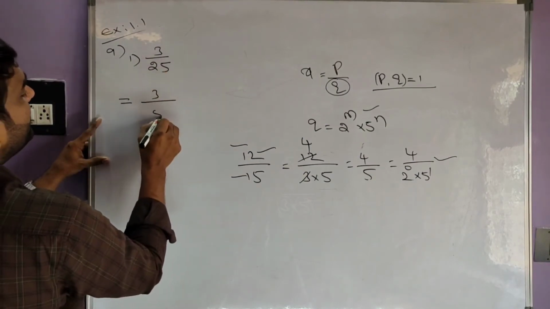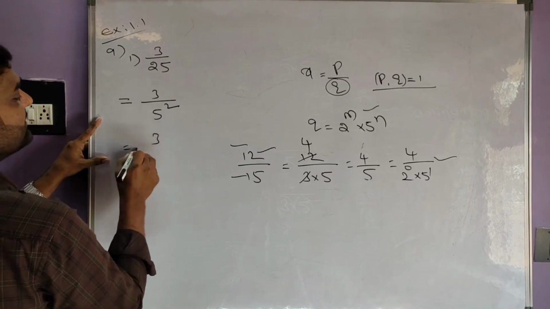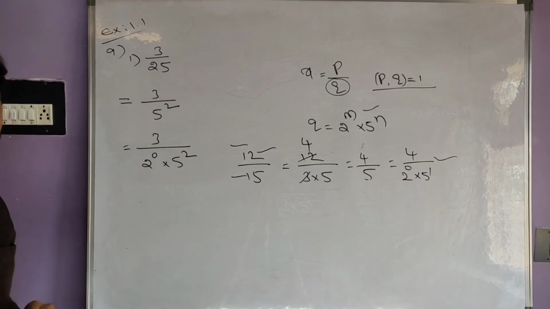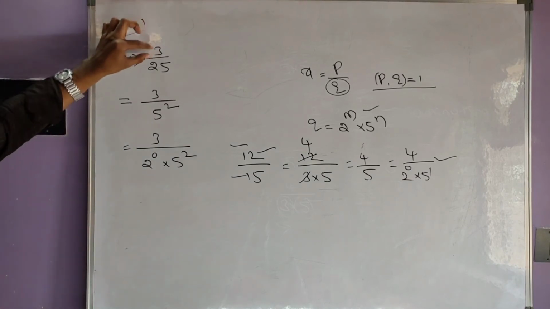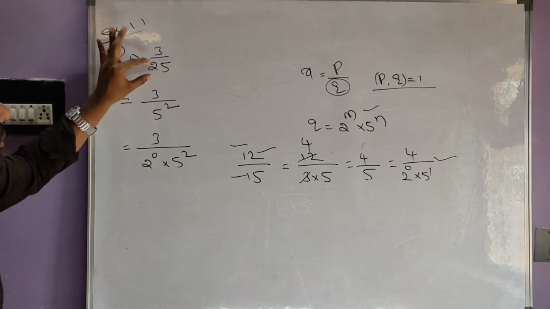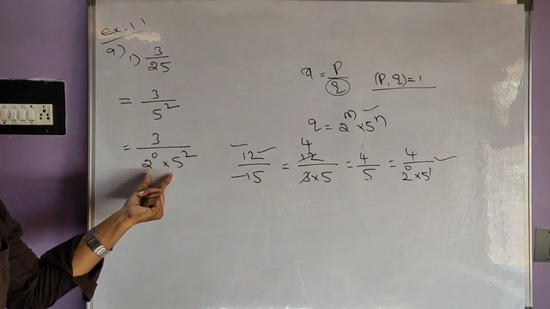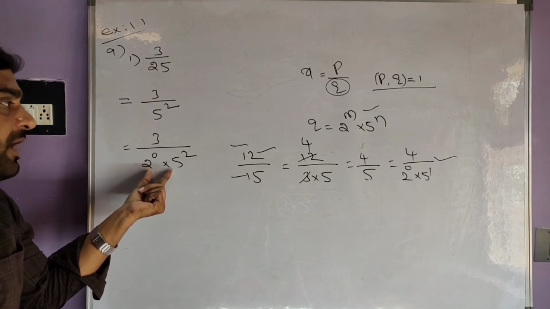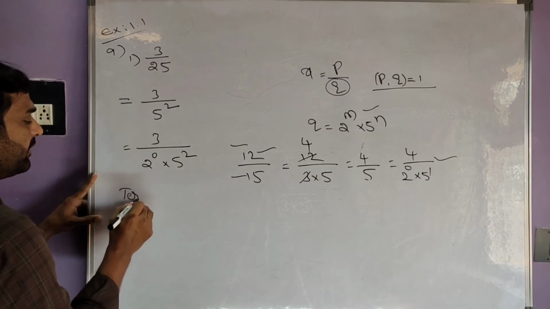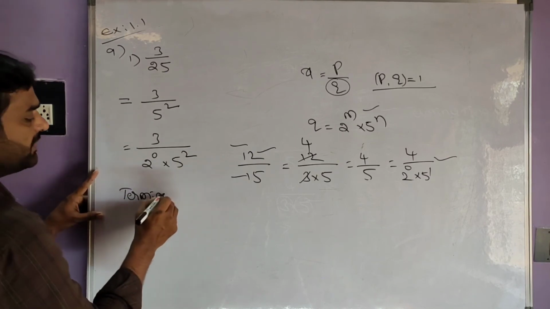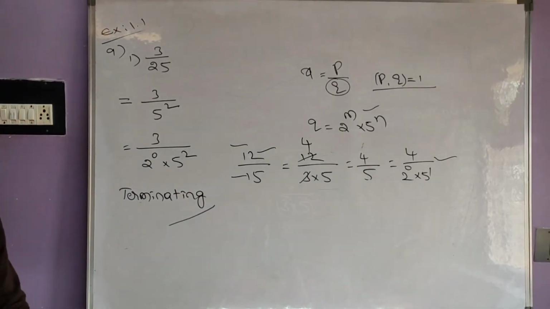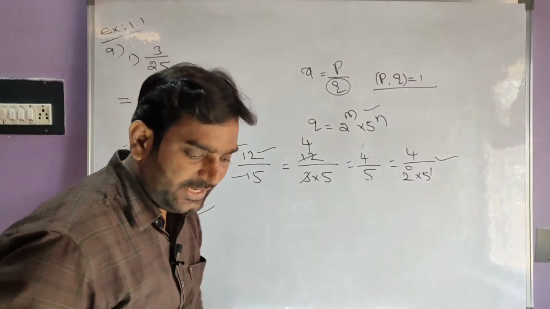Now here the question is 3 by 25. 3 by 25 can be written as 3 by 5 square, that is 3 by 2 power 0 into 5 square. Listen, here 3 and 25 are both co-primes. Now this 25 can be written as 2 power 0 into 5 power 2. Now this q is in the form of 2 power m into 5 power n, so the given rational number is a terminating decimal. Is that clear?